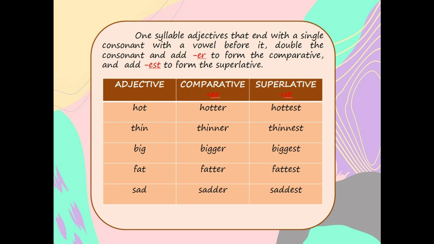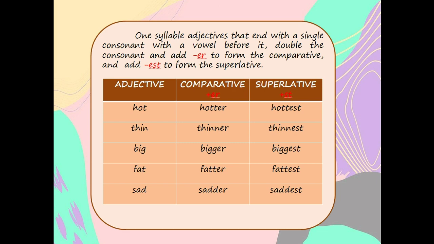Our next rule is on one-syllable adjectives, which says that one-syllable adjectives that end with a single consonant with a vowel before it, we double the consonant and add ER to form the comparative and add EST to form the superlative. An example of this is hot.